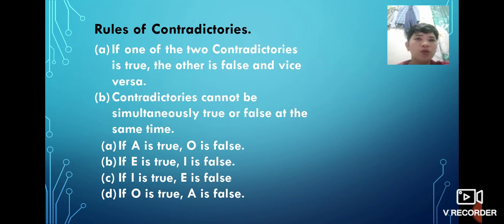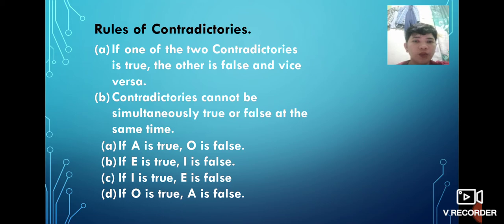So we also have the rules of contradictories. A. If one of the two contradictories is true, the other is false, and vice versa. B. The contradictories cannot be simultaneously true or false at the same time. So it means if the first one is true, the other one is false. They cannot both be true at the same time.